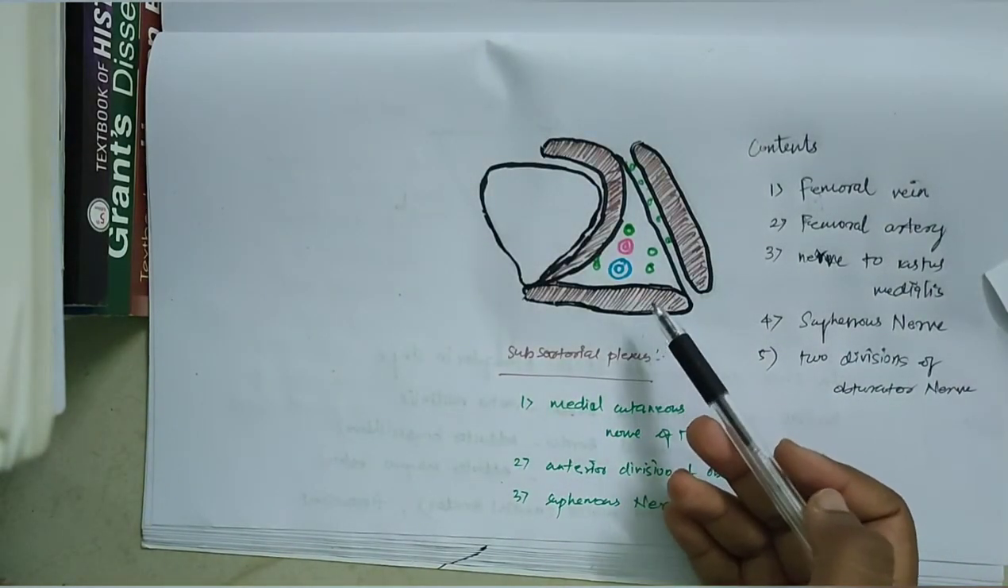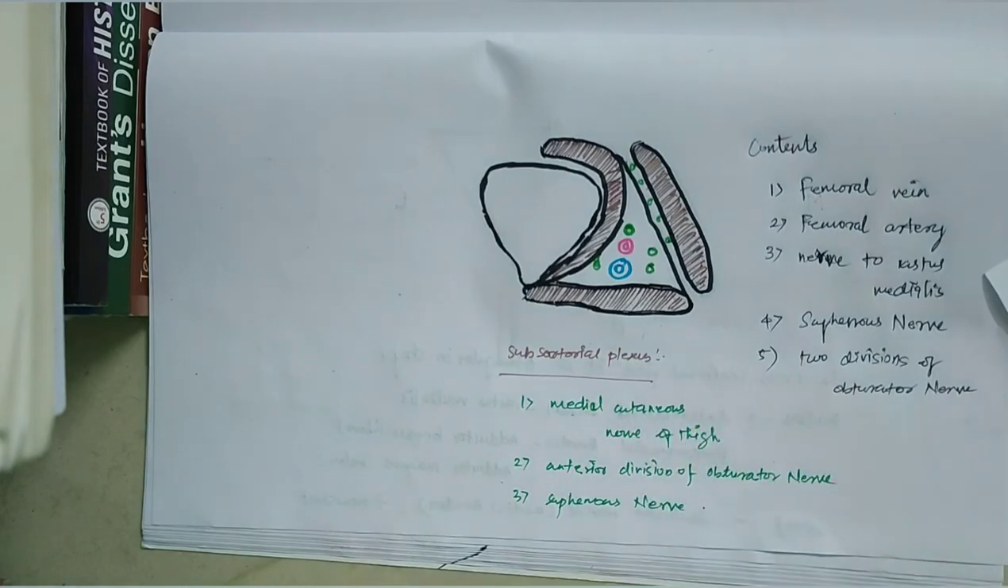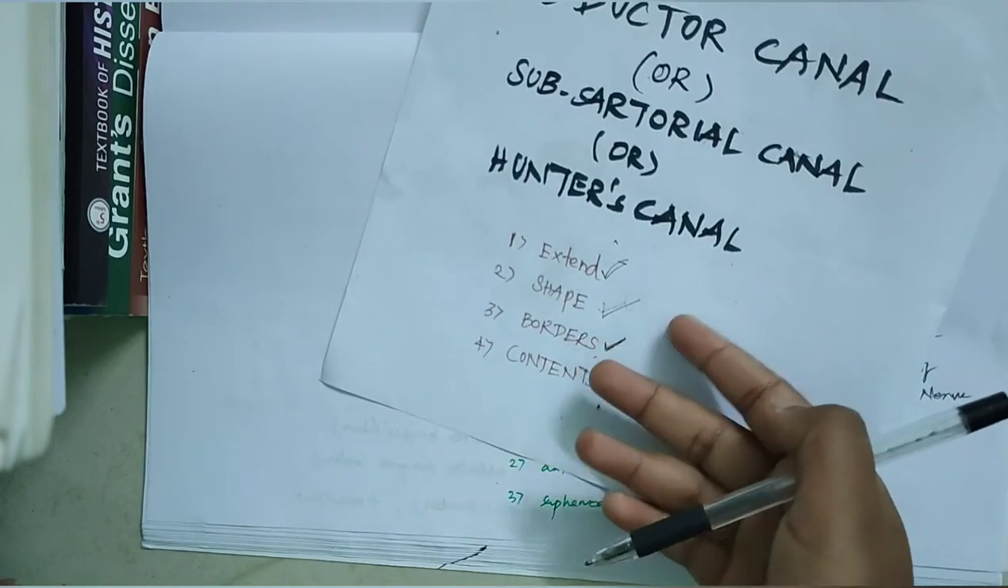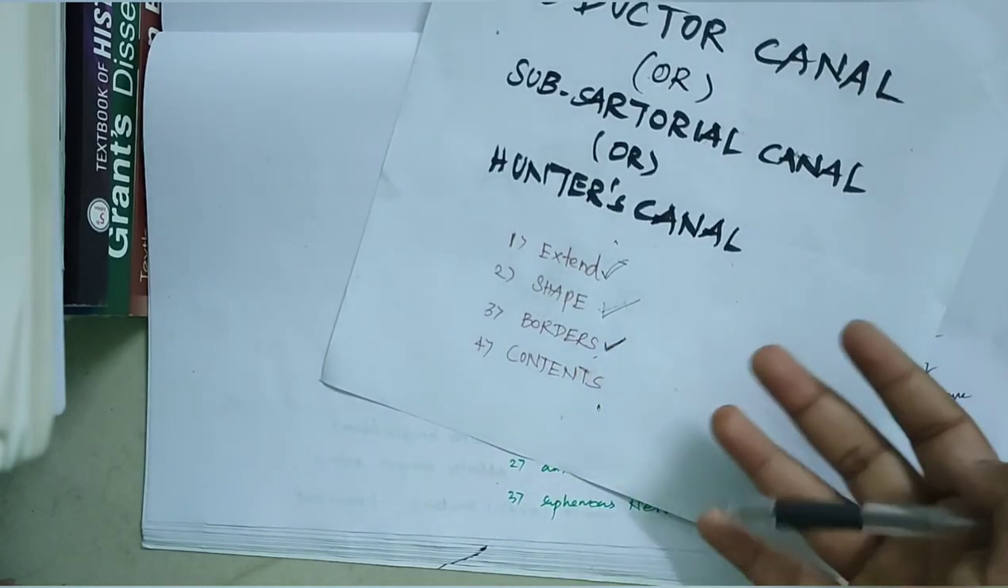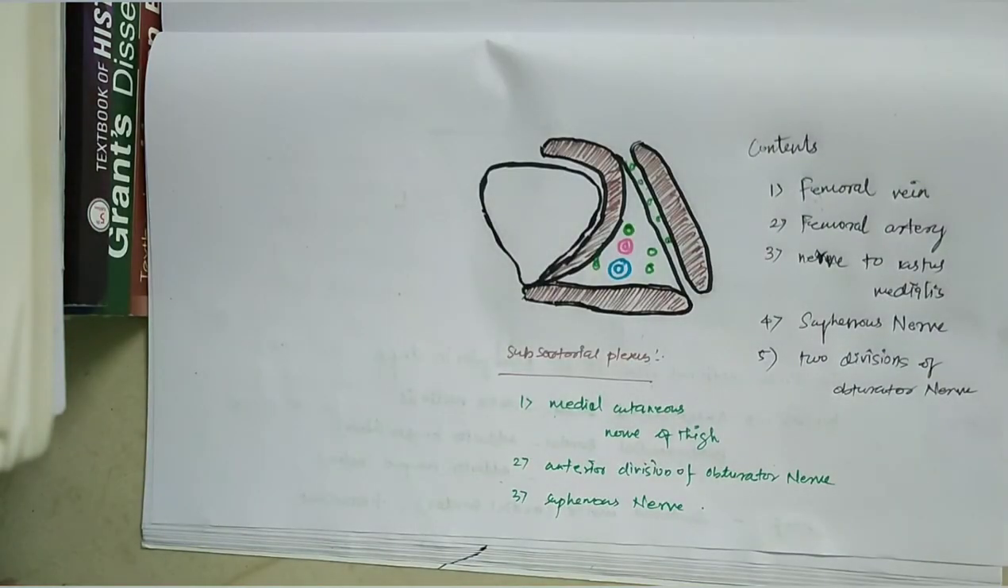If you have any doubt, you ask in the comment section. And these are the simple diagrams. You use these diagrams in your exams. In this order you write the 5 mark answer or whatever they ask. This is a very important topic. Femoral triangle and adductor canal are very important topics in the lower limb.